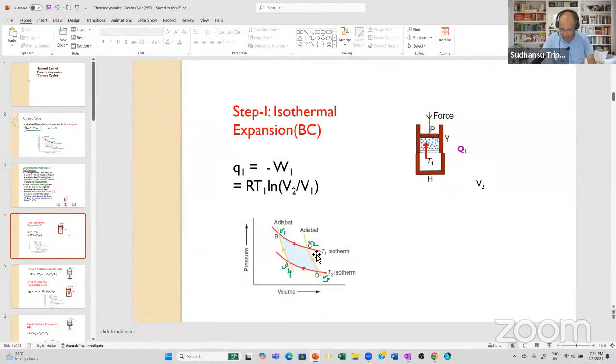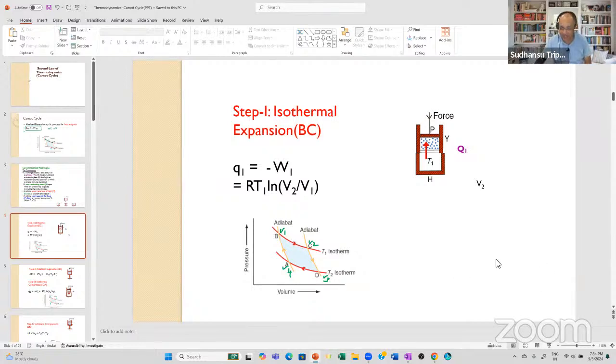So you have completed the AB step, expansion from volume V1 to volume V2. V2 by V1, the minus is over because this is Q. For W, only W is minus. So minus minus has become plus. This is Q or minus W, right?